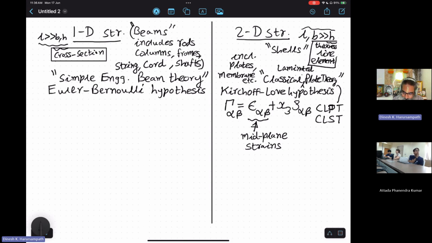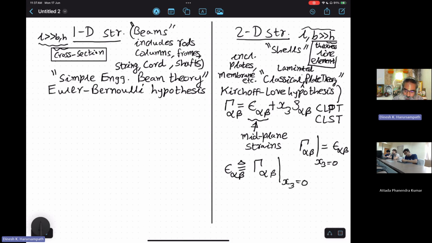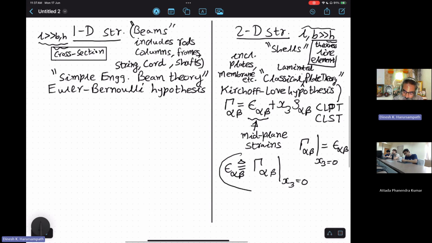So in other words, gamma alpha beta at x3 equal to 0 is epsilon alpha beta. So in other words, you can use this equation to define epsilon alpha beta, that is the so-called mid-plane strains. I can define as the 3D strains, which I already know is a Green-Lagrange strain, whose definitions I already know, at x3 equal to 0. Okay, so this is an important result that you ought to remember.